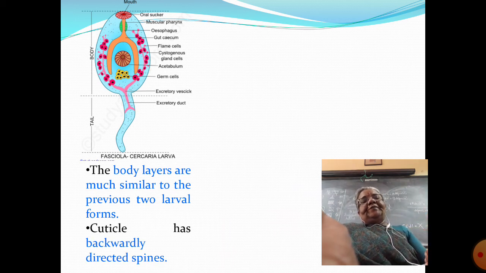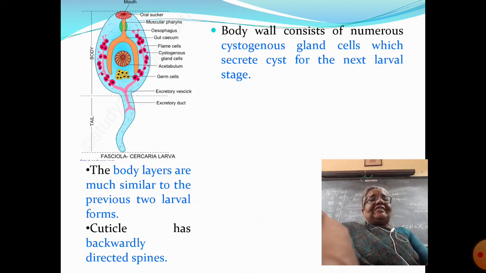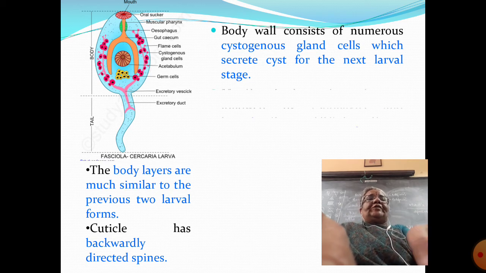But one difference is cuticle has backwardly directed spines. Backwardly directed spines. Body wall consists of numerous cystogenous gland cells. Okay, what do they do? They secrete cyst for the next larval stage. Cystogen means to produce. So their primary duty is to secrete the cyst for the next larval stage.